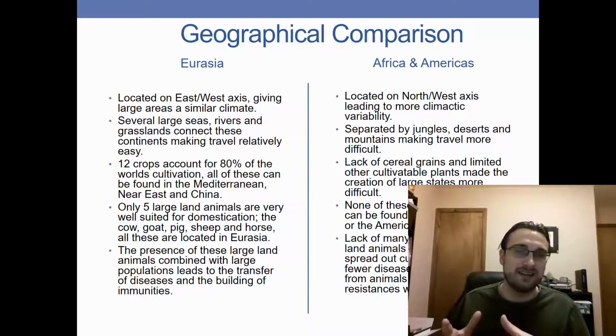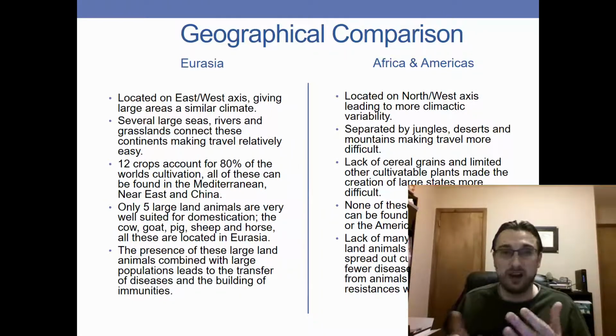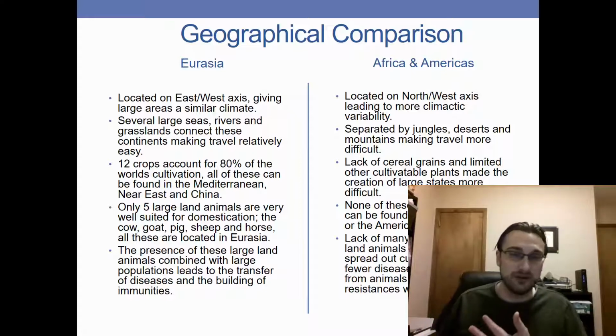Eurasia also has several large seas, rivers, and grasslands, making transportation and travel easier, while Africa and the Americas are separated by more dense jungles, deserts, and mountains, which make traveling a lot more difficult. Also, if you look at the natural resources, the natural crops growing in each of these locations had a very large impact too.